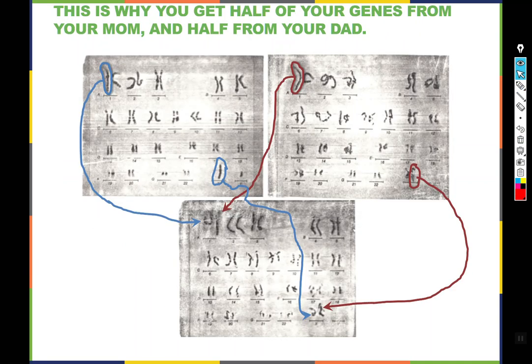So this is why you get half your genes from your mom and half from your dad. This picture is just showing a child's karyotype. So this is offspring. And within the karyotype, it's identifying which chromosome came from each parent.